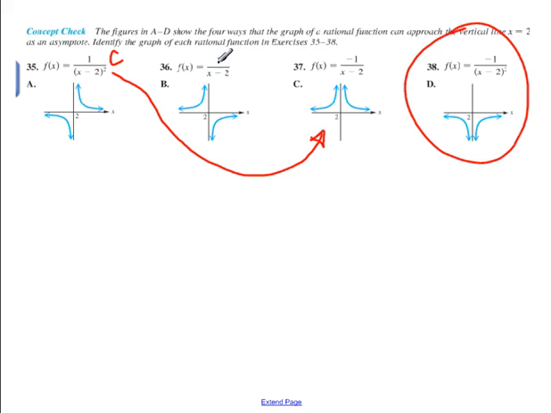And then 1 over (x minus 2) just moves 1 over x to the right 2 units. And negative 1 over (x minus 2) moves it right 2 units, but then also reflecting. So remember, 1 over x is traditionally down and then up. So the non-reflected graph is going to be a, right? And then the one that is reflected is going to be b. Okay.